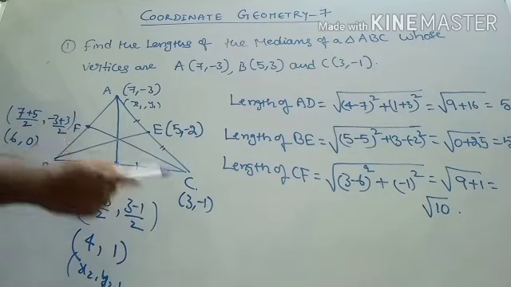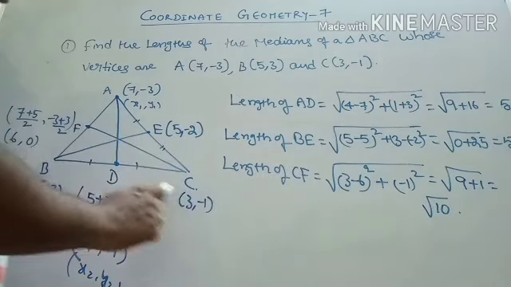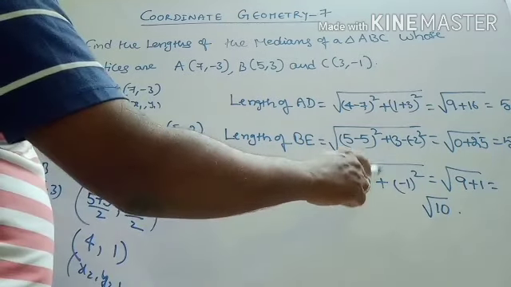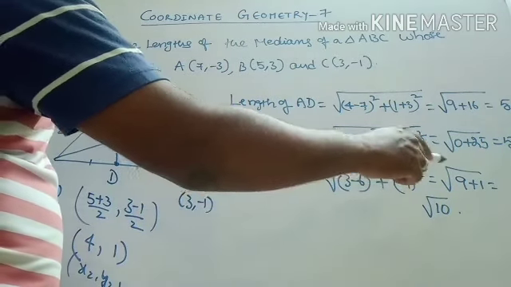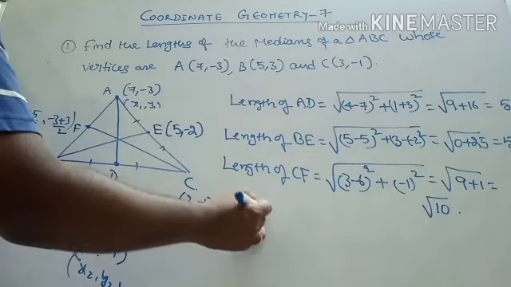Now we know these two vertices, we know how to find the distance between them. CF is the square root of (3 minus 6) whole square plus (minus 1) whole square, that is the square root of 9 plus 1, that is the square root of 10. Therefore, the lengths of the medians we have got.